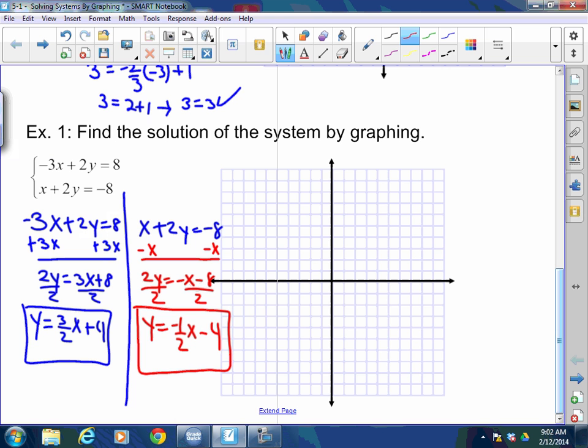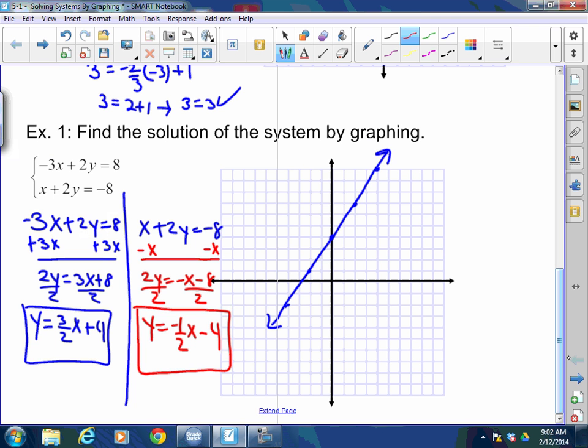Now I have my two equations. Now I can graph them nice and easily. So let's graph my blue one first. Y equals 3/2 x plus 4. 1, 2, 3, 4. Up 1, 2, 3 over 1, 2. Down 1, 2, 3 over 1, 2. That's my line for my blue equation.